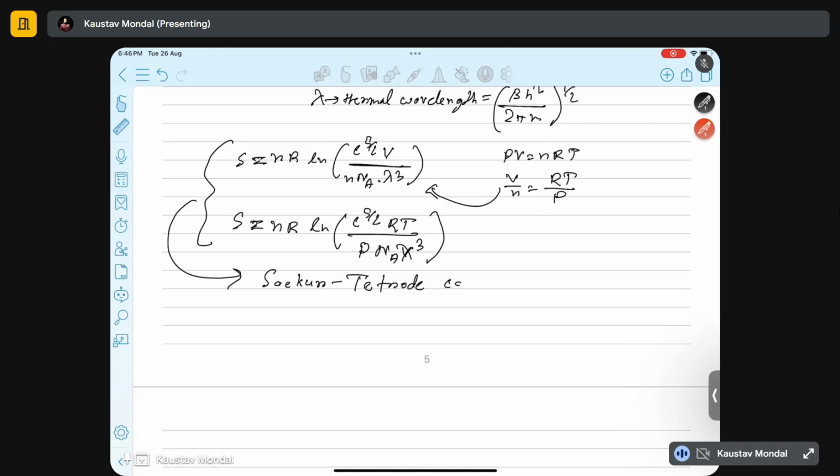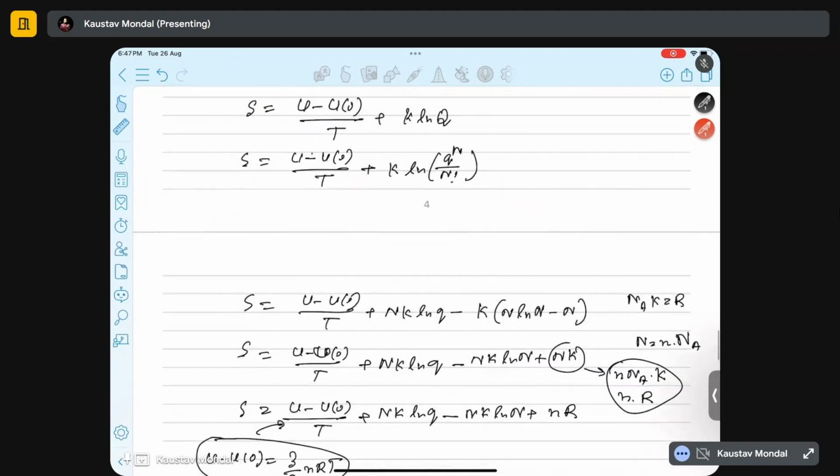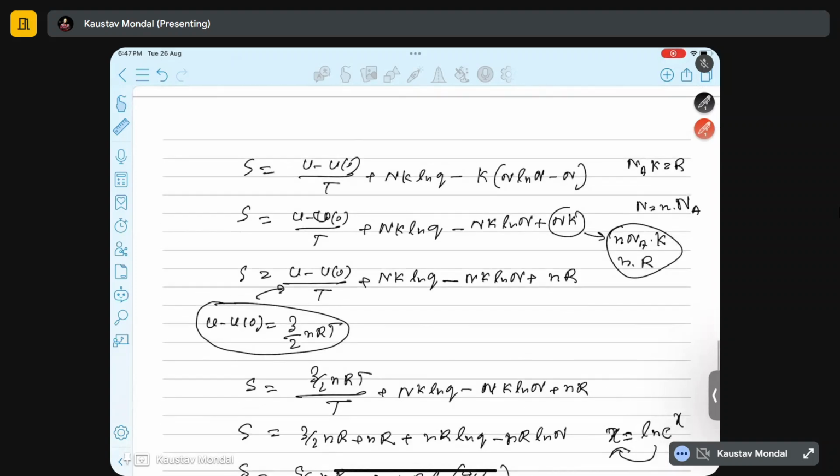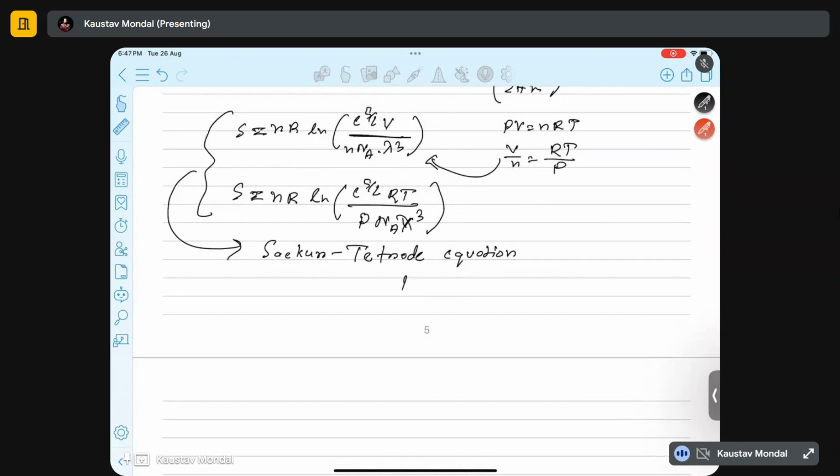Sackur-Tetrode equation. This equation is basically known as the Sackur-Tetrode equation. So this equation basically relates the entropy of an ideal monoatomic gas. Here we are deriving it for an ideal monoatomic gas, which basically relates the entropy of that gas to the pressure, volume, as well as the temperature of the gas. This is a very useful equation.